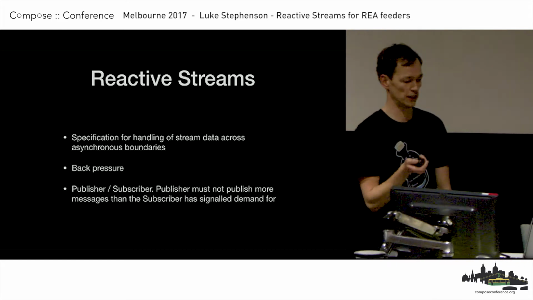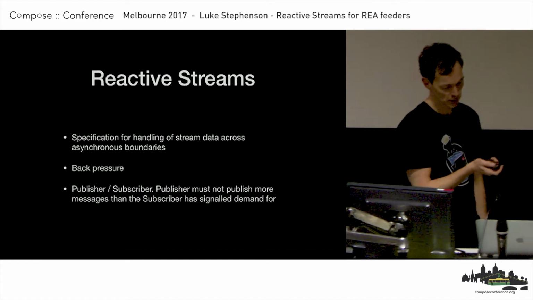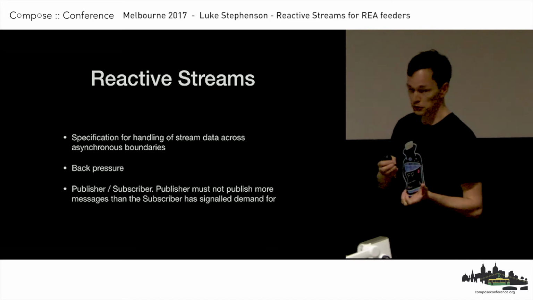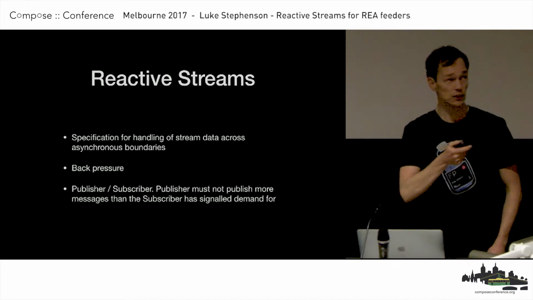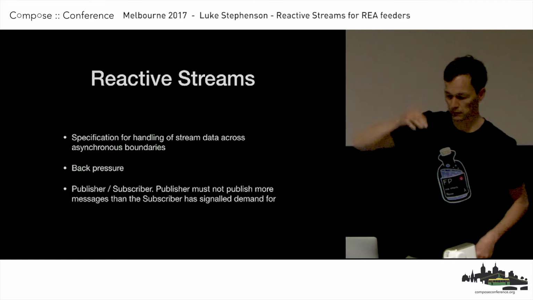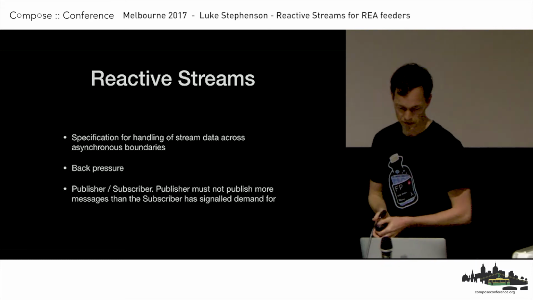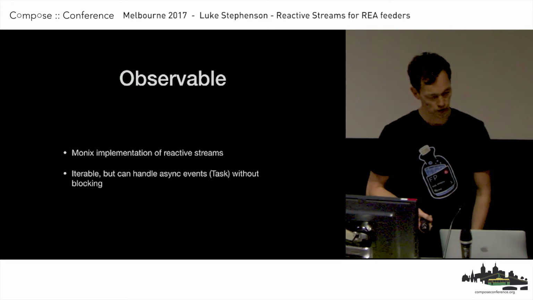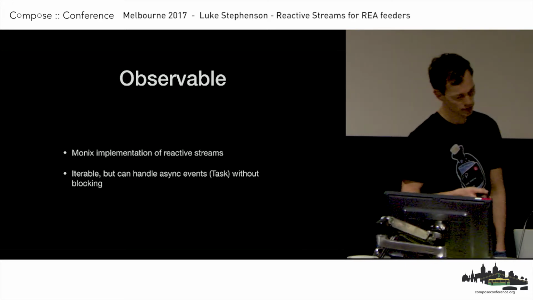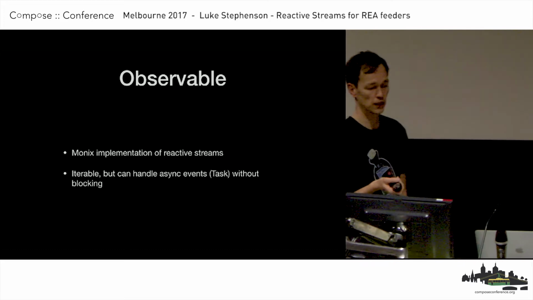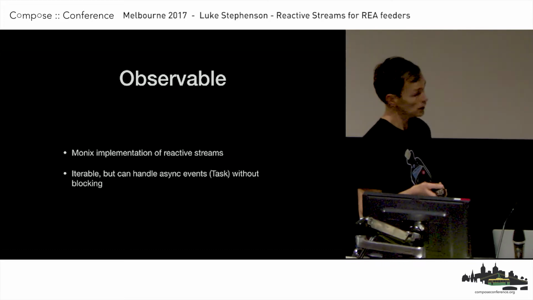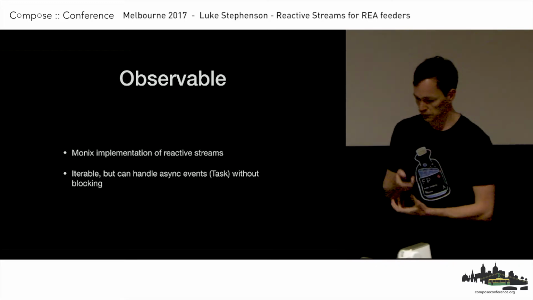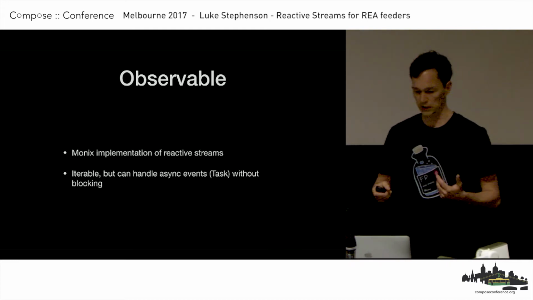And core to this is back pressure. I'll go into that more a bit later, but back pressure is honoured by this contract between publishers and subscribers. So the publisher, or the upstream publisher, must never publish more messages than the subscriber has signalled demand for in the subscription. So observable. So this is the Monix implementation of reactive streams. So in Scala, as I mentioned, there's other implementations. There's FS2 and Akka streams are two of the ones that I know about.